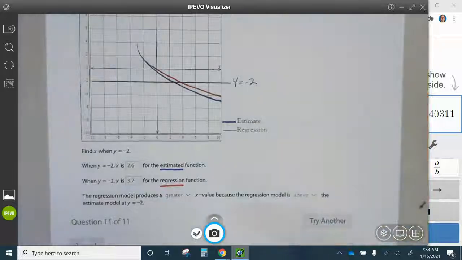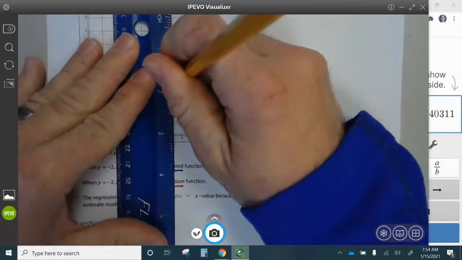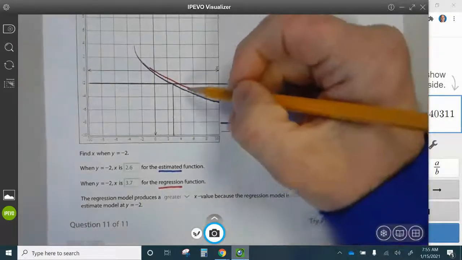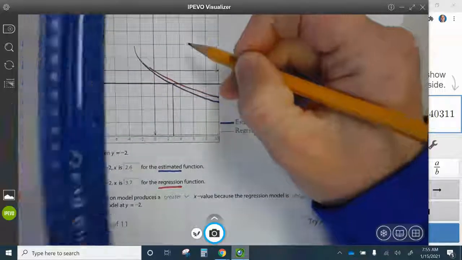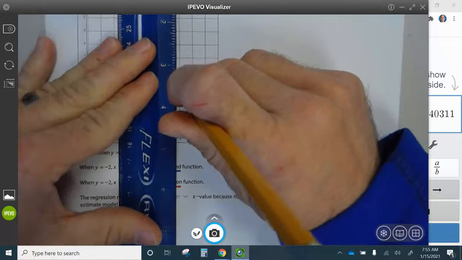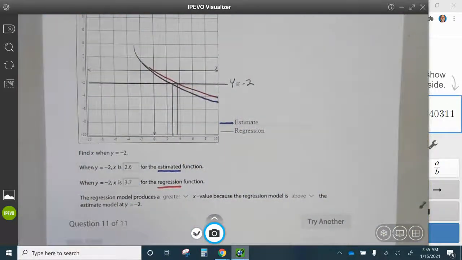And we look for where they intersect. Now you can see here that it intersects the blue line right here, so we draw a vertical line down. So we say that when y equals -2, x is 2.6 for the estimated function. Now we see where it hits the red line, which is right here. So we say when y equals -2, x is 3.7 for the regression function.